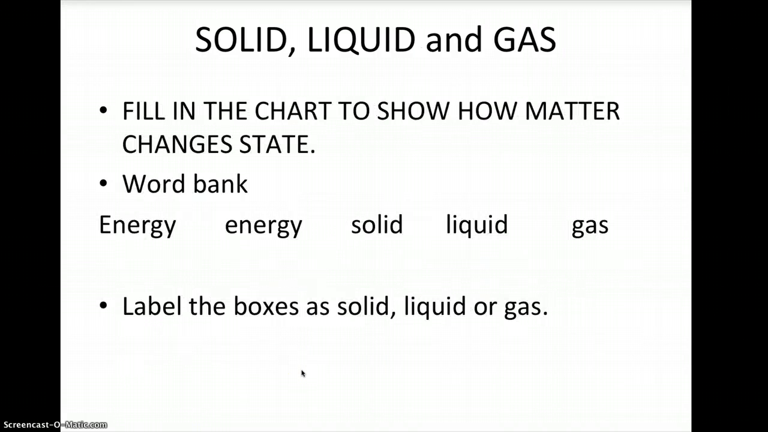Now what you need to do is fill in the chart to show how matter changes state. You can use this word bank. You've got energy twice, and then solid, liquid, gas. And then on the right-hand side of your page, you have some pictures of the molecules of a solid, liquid, or gas, and you need to label those as solid, liquid, or gas. Once you've done that, we have some multiple choice questions, and that's going to be in another video. Okay? So, fill in the chart, label the boxes, and then we'll move on to the multiple choice.